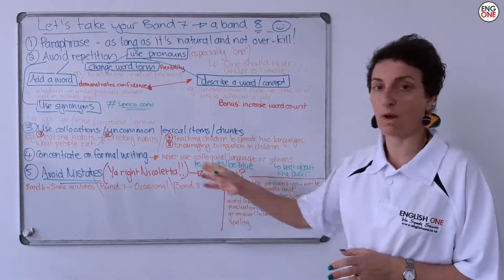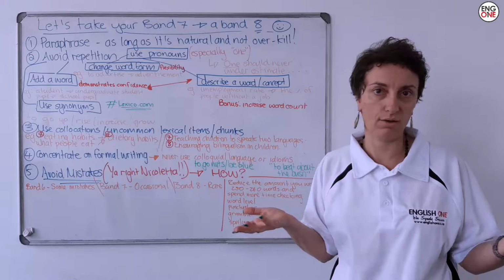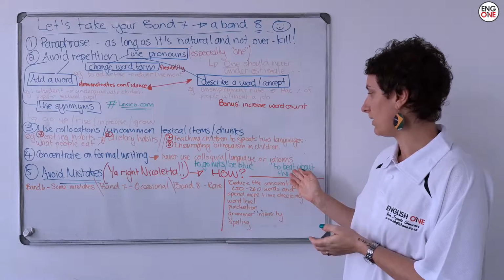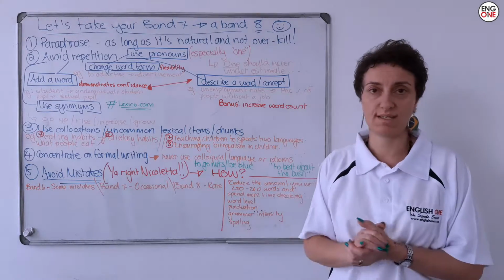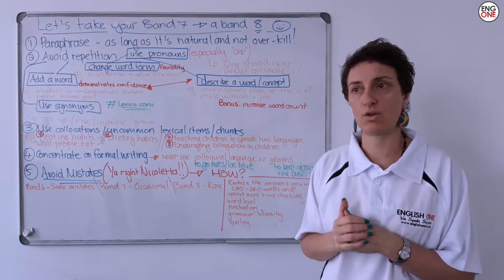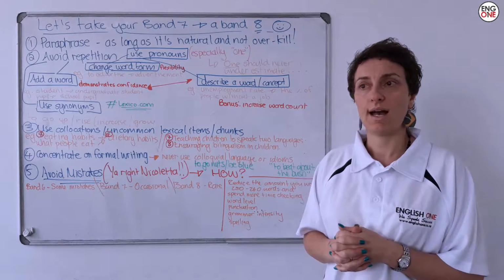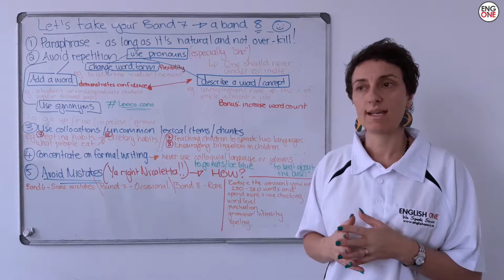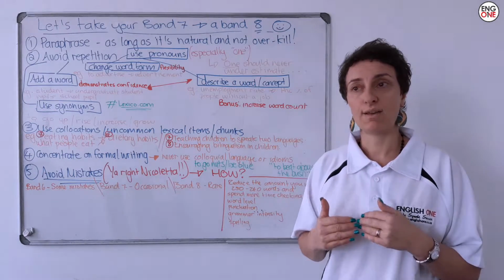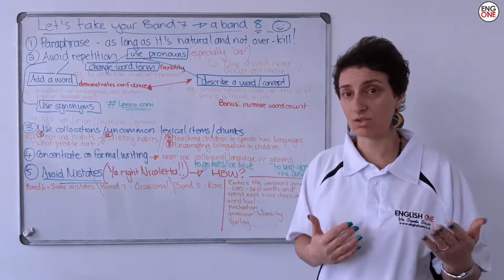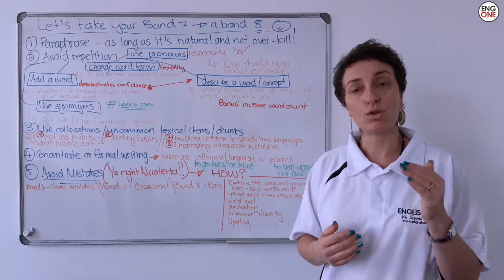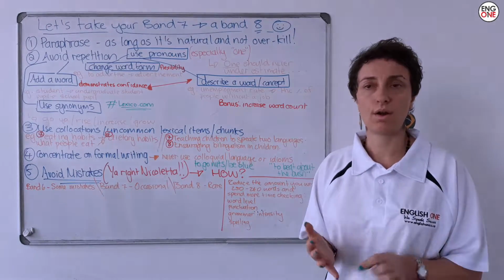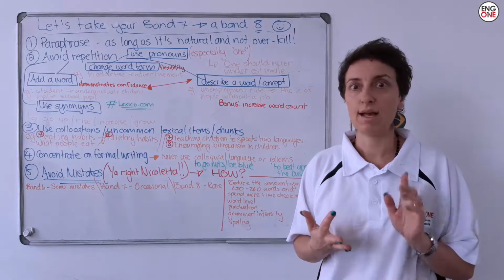Then, avoid mistakes. Now, I know what you're thinking. Yeah, right, Nicoletta, how am I going to avoid all the mistakes? Well, one of the best ways to avoid mistakes is to make sure that you are not overwriting. So, keeping to the word count, so between 250 and 280 words is ideal, because if you are a strong writer, you will have extra time at the end of your essay to go over your essay and check for any mistakes. And the mistakes we're talking about are minor grammar errors, spelling, punctuation.